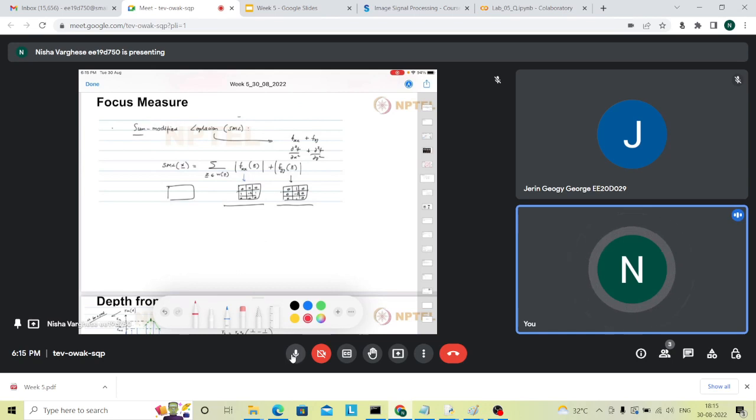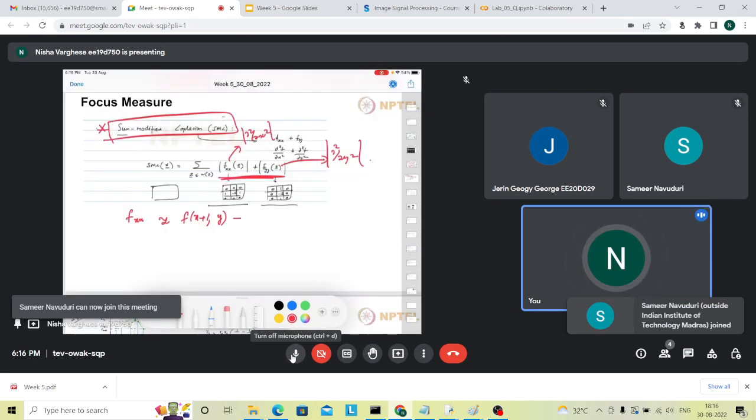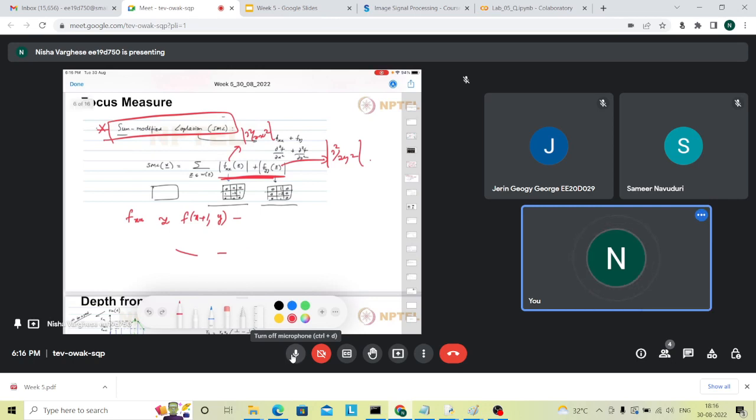Then the next one is an important measure, the sum modified Laplacian. We'll use this in our lab assignment. The formula for sum modified Laplacian is like this. Here fxx is dou square by dou x square, and its modulus, then dou square by dou y square and its modulus. In discrete form, we have discrete images, so fxx can be approximated as f of x plus 1, y, minus 2 times f of x, y, plus f of x minus 1, y. Similarly, fyy can also be written like this.